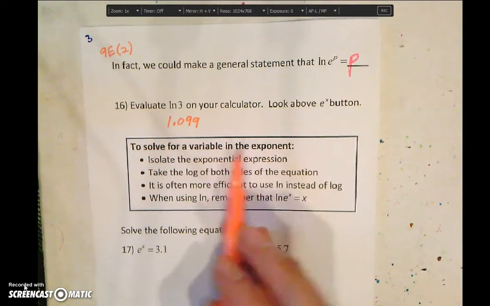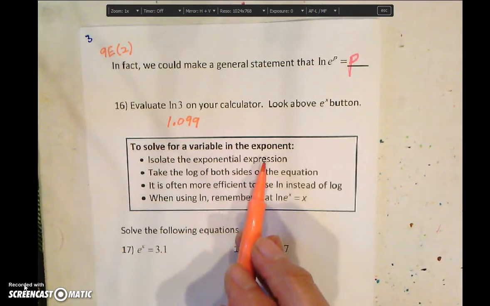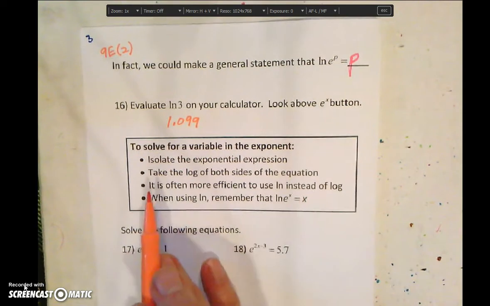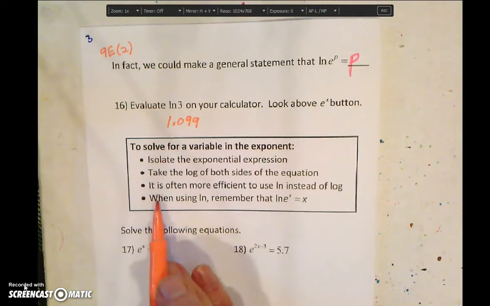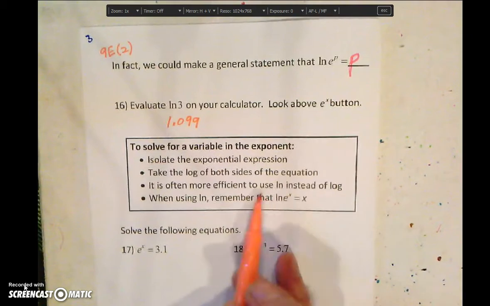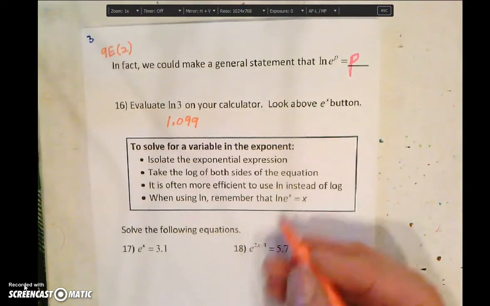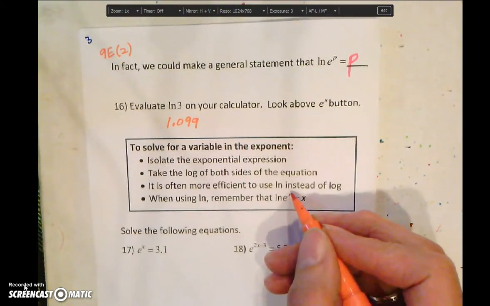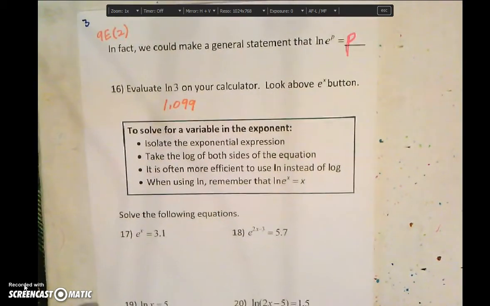Now, to solve for a variable in the exponent, so we've done that in the last section, you're going to first isolate the exponential expression. Then you're going to take the log of both sides of the equation. It's often more efficient to use ln instead of log. And so when using ln, remember that the ln of e raised to the x is x, just like we talked about right here. When you've got the base of e raised to the x, we're going to get the answer of x, which is why it's more efficient to use ln.